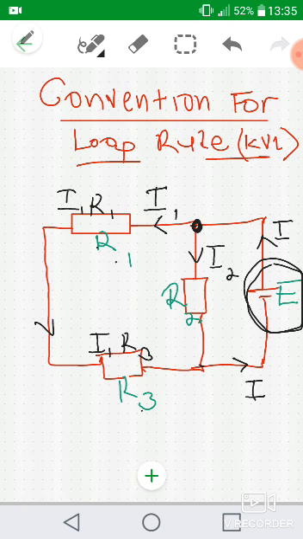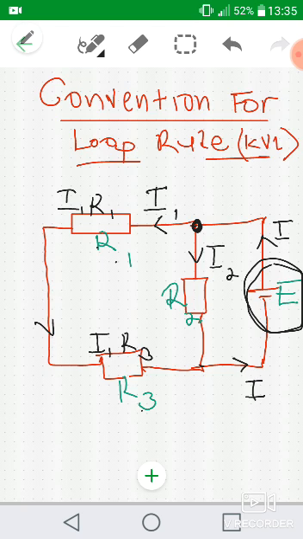So the sum of all of those potential drops, I1 R1, I1 R3, and I2 R2, should be equal to the EMF of the source. But we are going to tackle that in detail and see how we bring in the loops such that they can help us to come up with good solutions for such circuits.